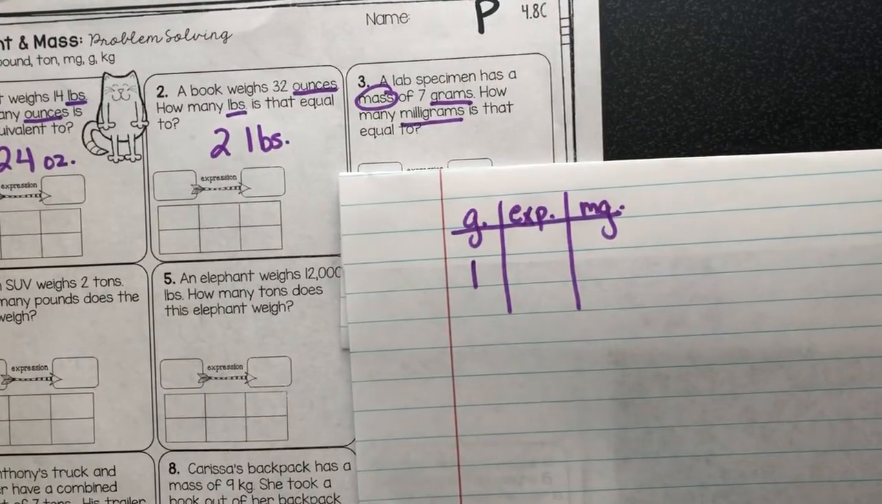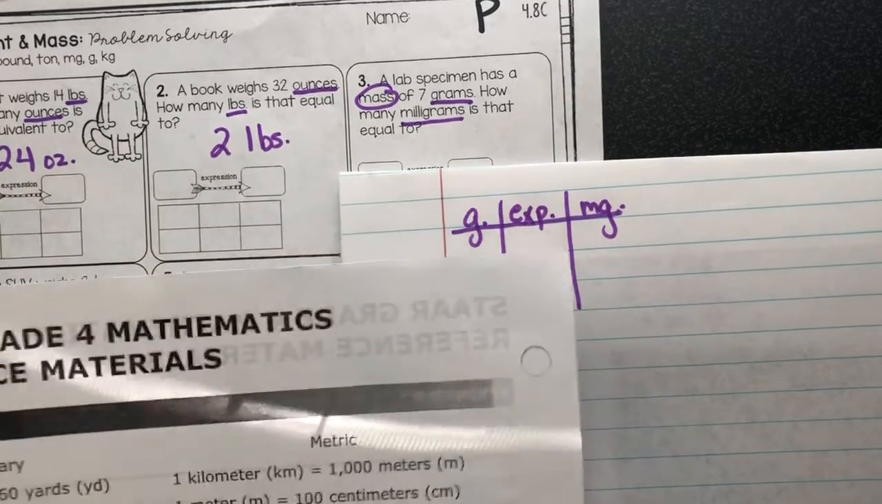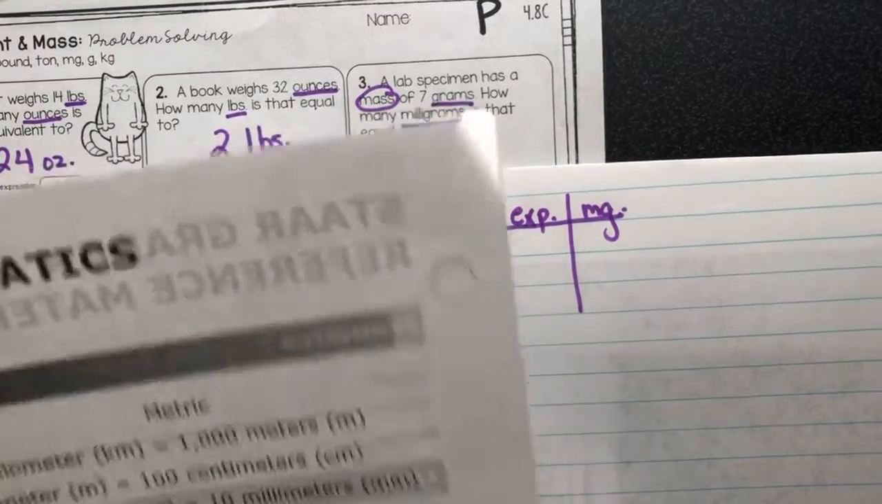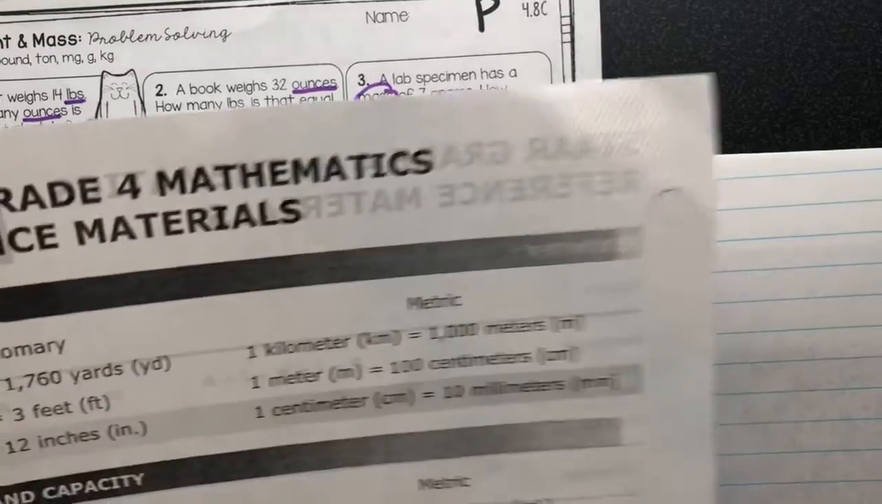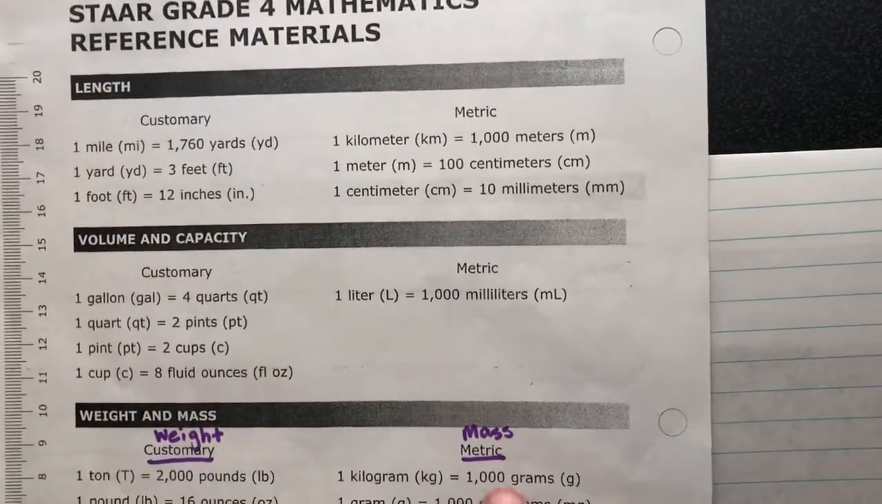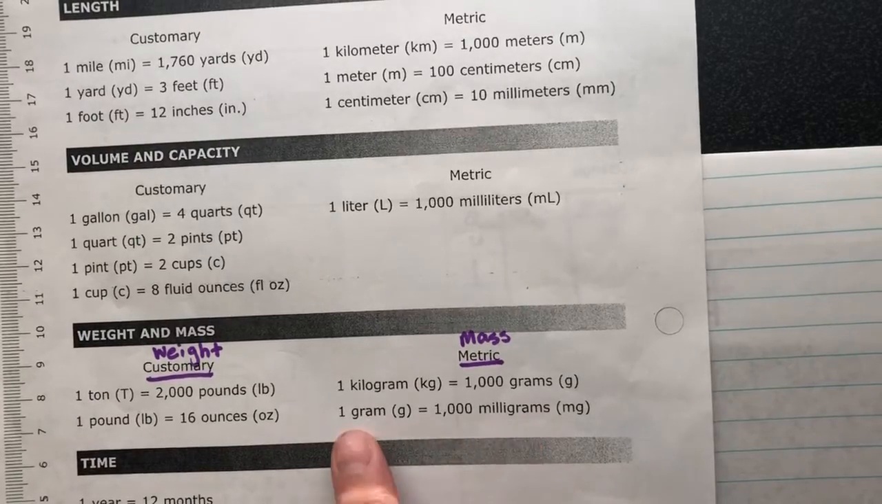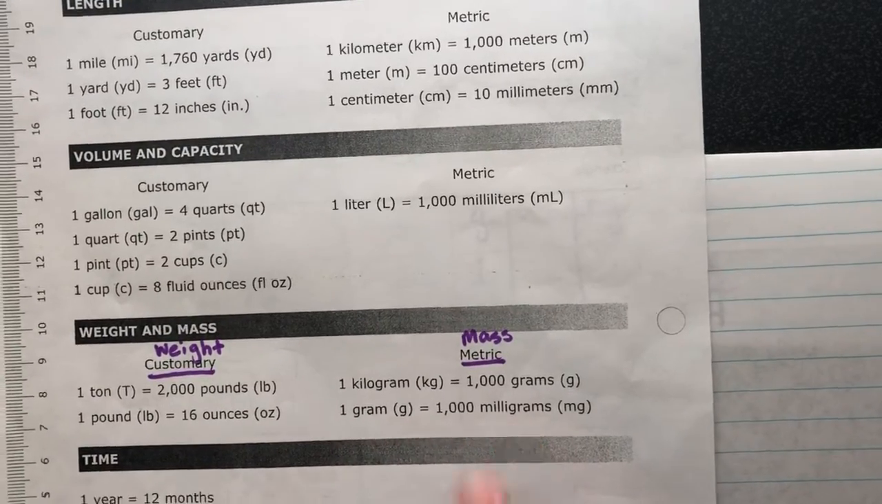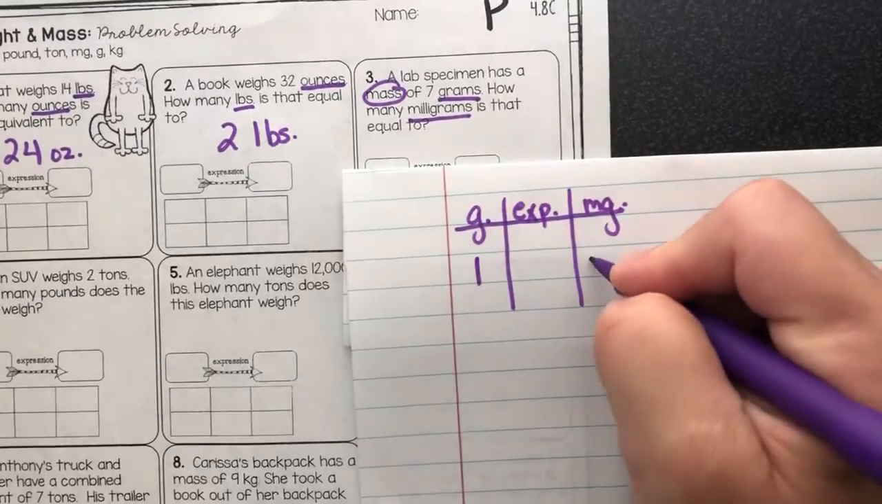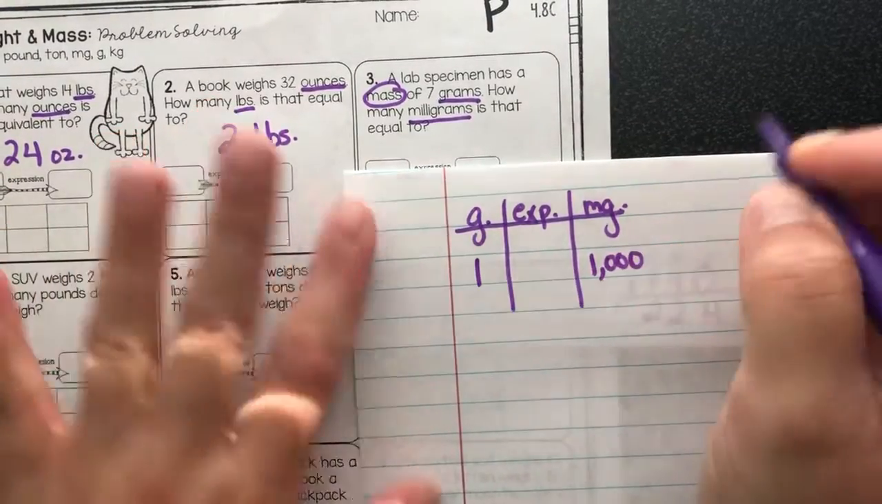Okay, so now I'm gonna look at my star chart to see the conversion for grams to milligrams. All right, so I'm looking at mass right here. Grams to milligrams. 1 gram is equal to 1,000 milligrams. So I'm going to plug that in here.